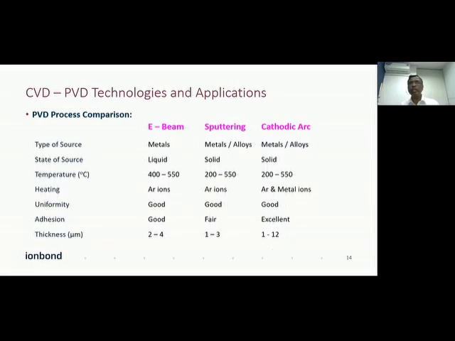So in general, for the PVD, it is a solid to solid thin film transformation. Whereas in the CVD, it is a gaseous to solid. This is the difference between these two technologies.